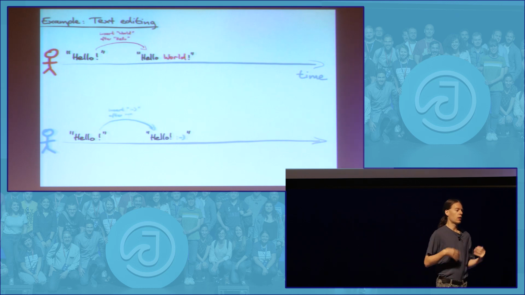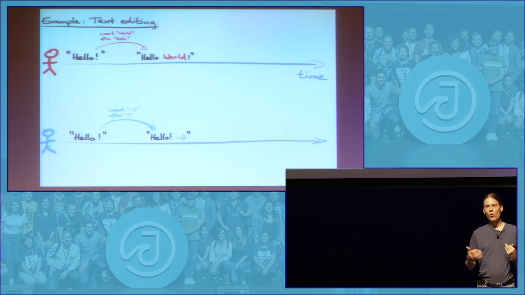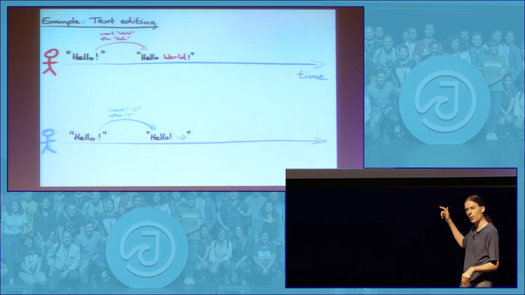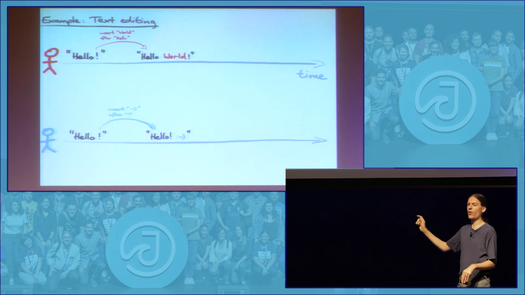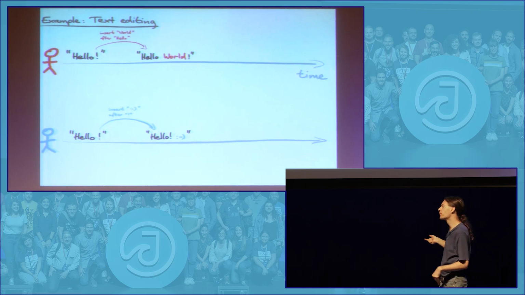So let's look at an example of a text document. In a text document, you've got two users here, again, red and blue. They both start with the same document initially that says hello. And then the red user inserts the word world before the exclamation mark, so it then says hello world exclamation mark. And the blue user inserts a smiley face after the exclamation mark.